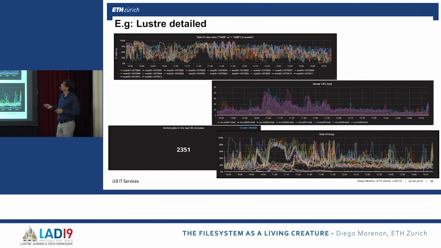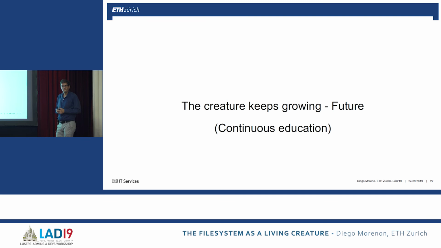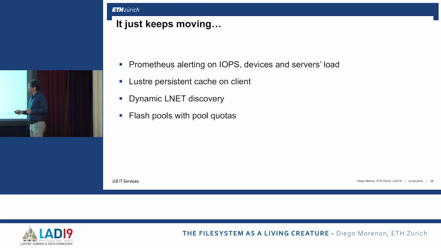And how do we see the future? So, continuous education of our users, of our file system, which is alive and which is moving on. In the very short term, we are setting alerts on IOPS, alerts on disk IO, alerts on server CPU load, all of these thanks to Prometheus alerts, which, with several wrappers and several binds, we think we will use to open tickets automatically.